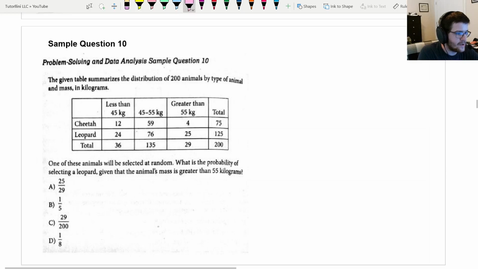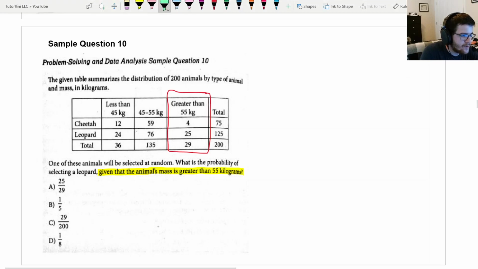Okay, this is a classic question. This is a conditional probability question, I think. It says, this is really important, given that the animal's mass is greater than 55, so that's a target group, so we should put a box around that target group. So we're going to greater than 55, so that's all we care about. We don't care about anything else in the table.